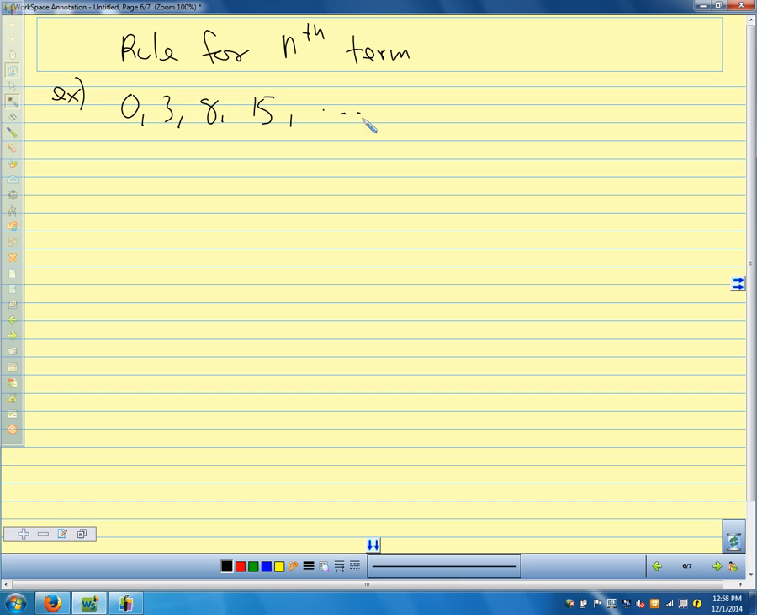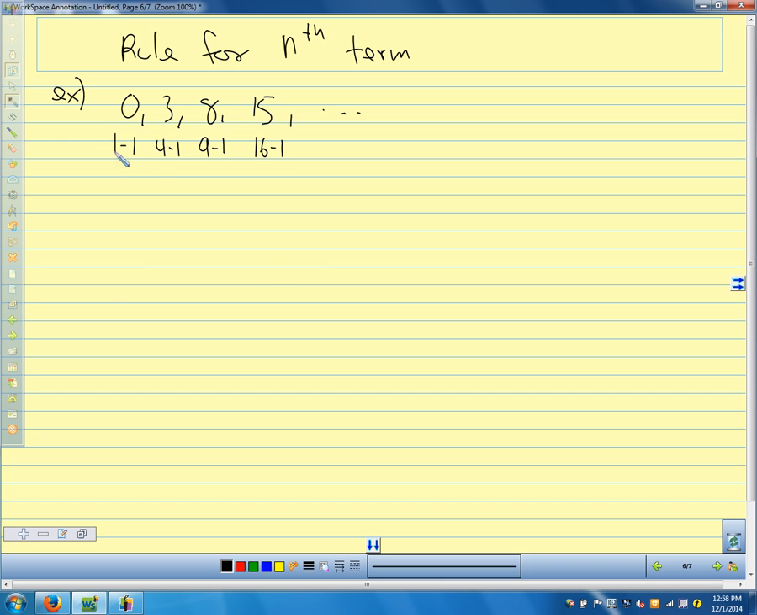So, anybody see a relationship there? What term is 0? It's the first term. So I'm just going to write 1. How is 0 related to 1? Isn't it 1 less? 0 is 1 minus 1. How about 3? Isn't that 4 minus 1? 8 is 9 minus 1. 15 is 16 minus 1?